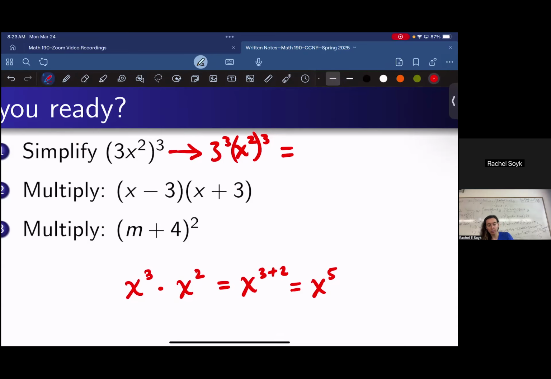So we have 2 times 3, which gives us 6. So we're looking at x to the 6th. And then 3 to the third is the same as 3 times 3 times 3, which is 27. So our simplified result is 27x to the 6th.